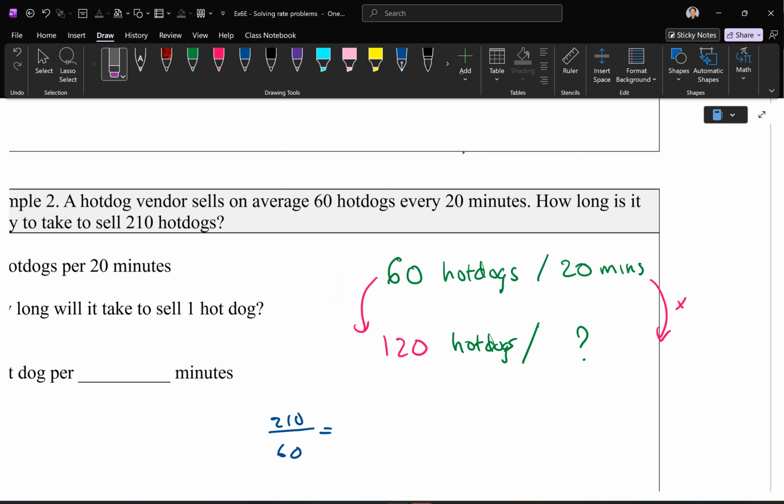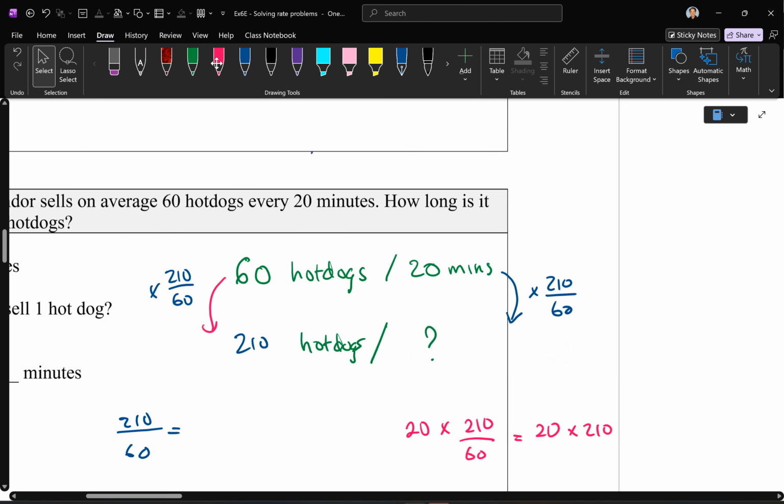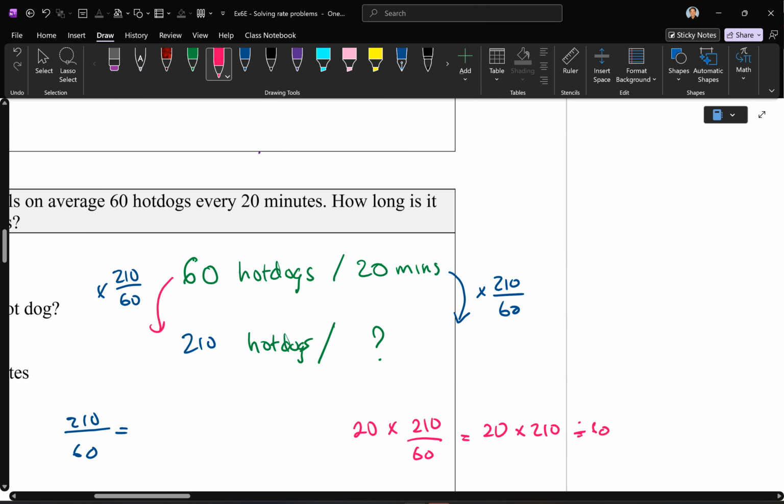So here on your calculator, you're really just doing 210 out of 60. That's the factor to get here. That means whatever you do to the left, you do to the right. Times by 210 over 60. So right here, again, you can use a calculator. What does it actually mean when you say, how do you calculate 20 times 210 over 60? On your calculator, you really type 20 times 210 divided by 60, literally.